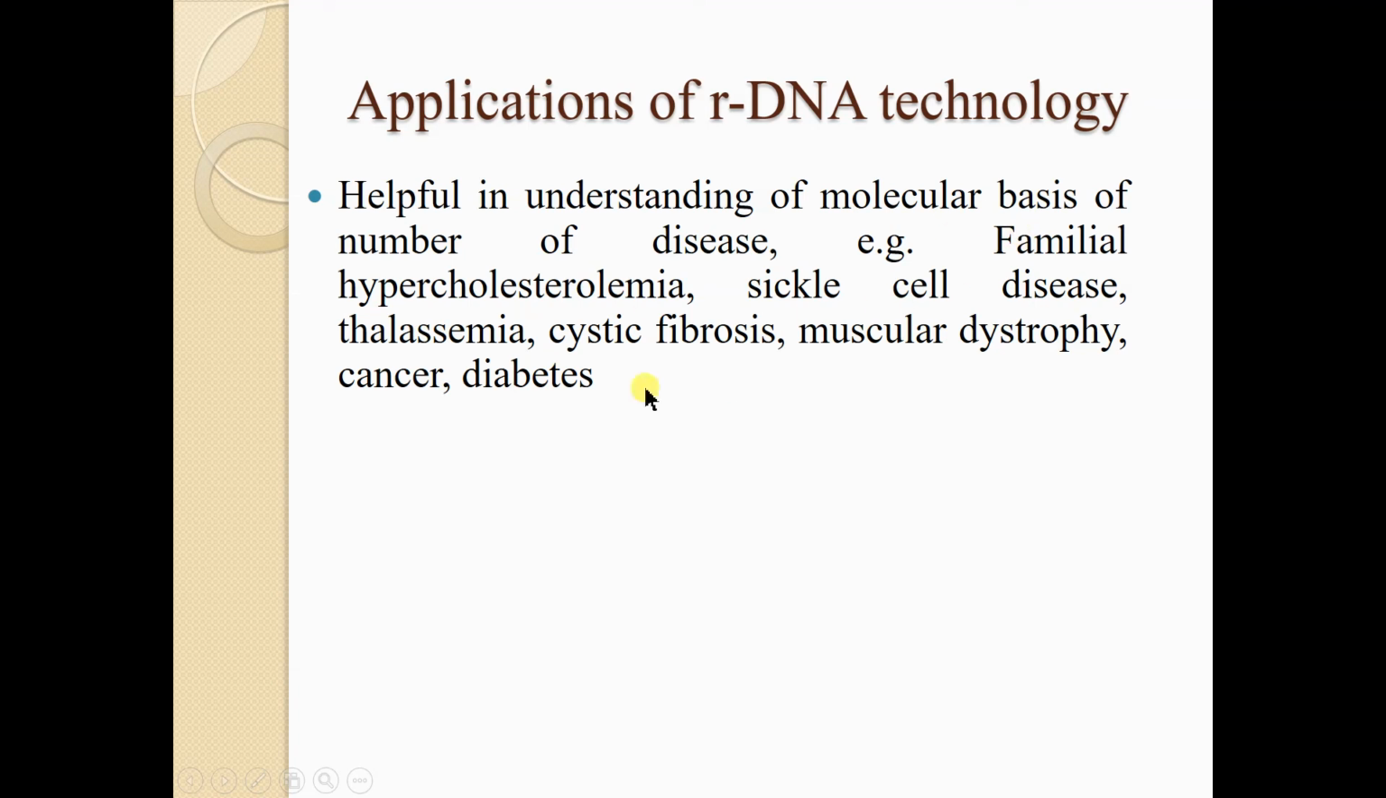Because these types of molecular diseases contain mutant DNA. That type of mutant DNA will produce a mutant type of protein. So we can easily identify whether it contains the normal DNA or the mutant DNA by this recombinant DNA technology.